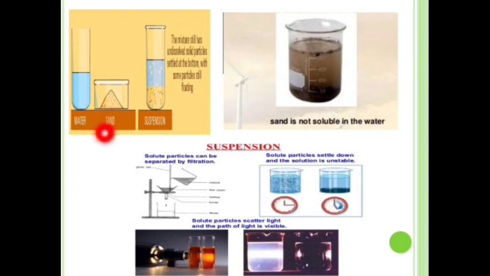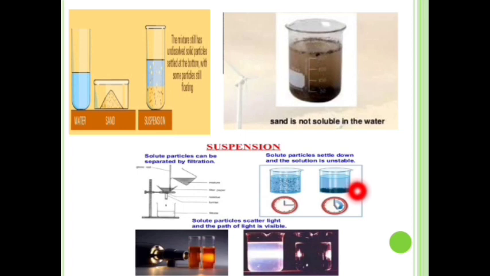Let us see this suspension with the help of these pictures. Sand, when added to water, forms a suspension, which is heterogeneous in nature, because we can see that these particles do not get dissolved. Sand particles do not dissolve but remain suspended throughout the solution. Here sand is not soluble in water. This picture shows that, and slowly you can see that these are settling at the bottom when left undisturbed with the passage of time. It means the solution is highly unstable.